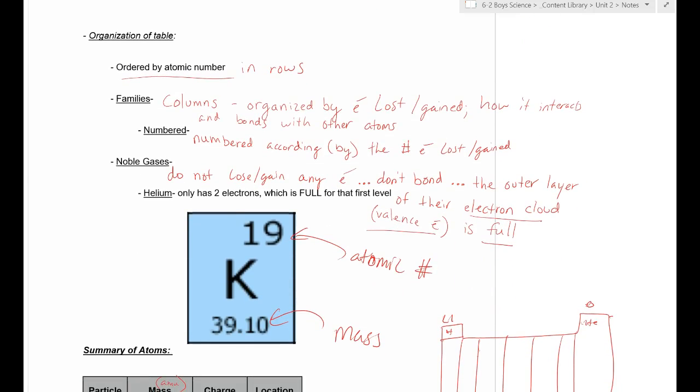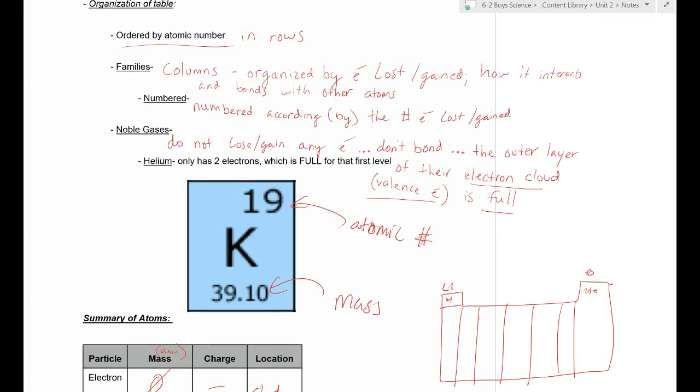Talking about the periodic table, we did that organizational activity a little while ago, and we know that the table is ordered, first of all, by atomic number. The rows are set up by atomic number, so the number of protons from left to right. Then the columns, also known as families, are organized by the number of electrons lost or gained, which tells you how it interacts and bonds with other atoms.